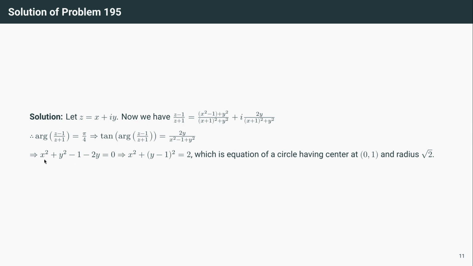That means x square plus y square minus 1 minus 2y is equal to 0. That is, x square plus (y minus 1) whole square is equal to 2, which is actually an equation of a circle with center at (0, 1) and radius square root of 2.